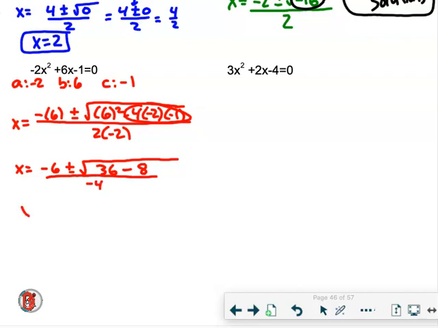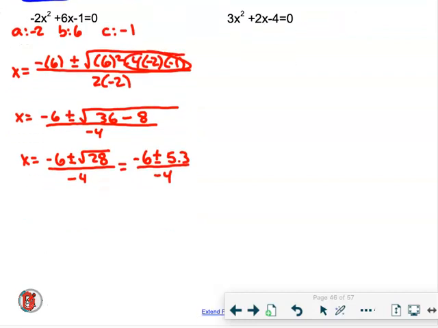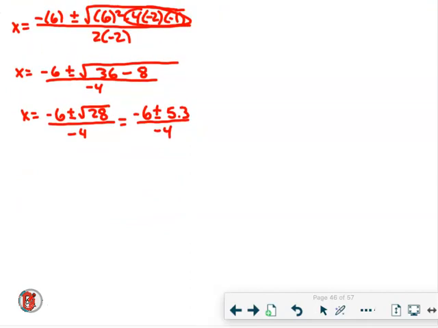Next step, x is equal to -6 plus or minus the square root of 28, which is not a perfect square, over -4. Well, at that point, we can just plug the square root of 28 into our calculator and get a decimal for that, because we don't have a whole number. If I plug that in, I get 5.29. I'm just going to call it 5.3. All of that is over -4. And now here's where you have to look at the plus or minus. This one will have 2 answers, and it's our first example like that.